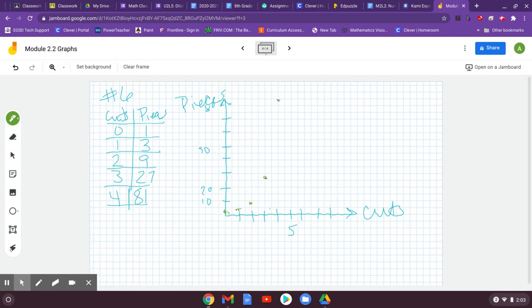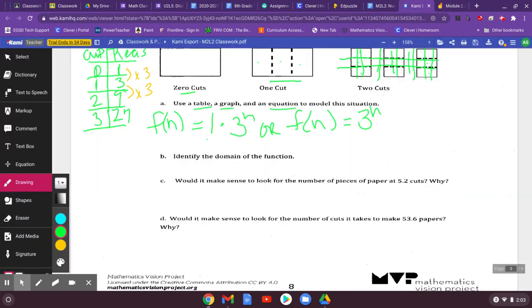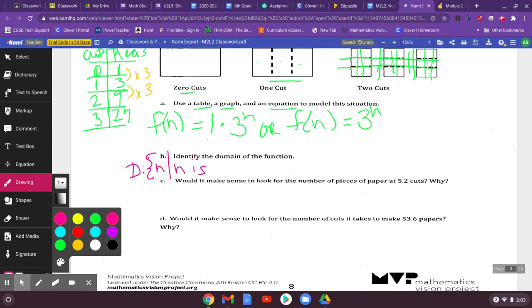Here we go. So now if I'm doing my cuts, do I want to connect these spots or not? Well, can you have half a cut? No. Can you have half of a piece? I mean, either you have a piece or you don't, so it would be discrete. So knowing it's discrete, let's talk domains. So domain, my variable's n. We know it's positive numbers. We know it's whole numbers.